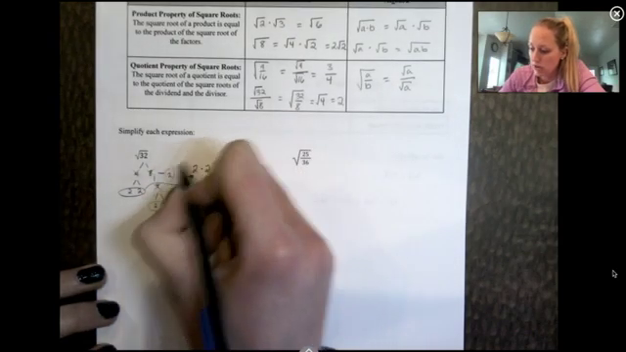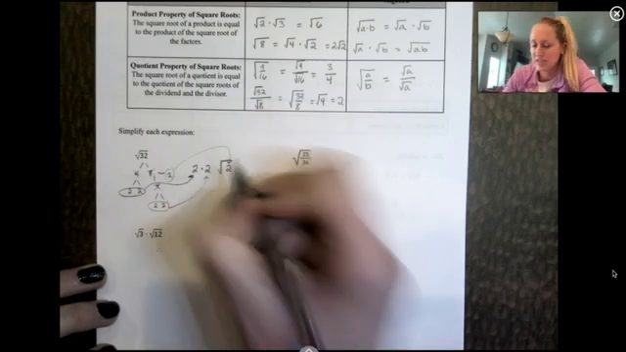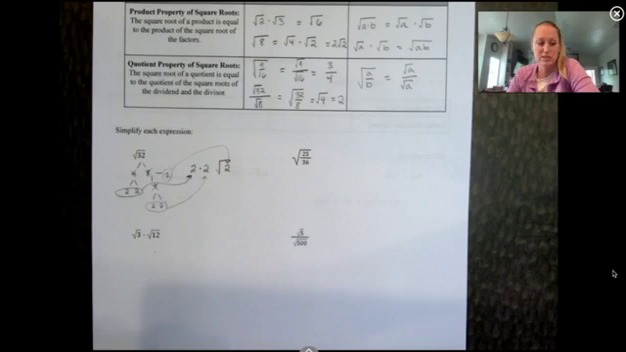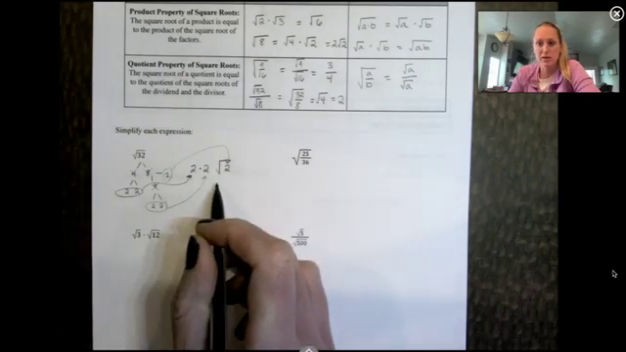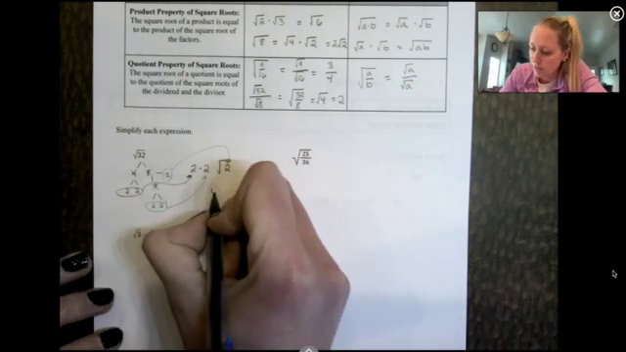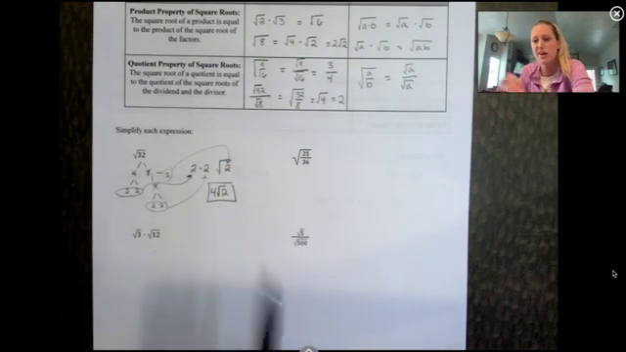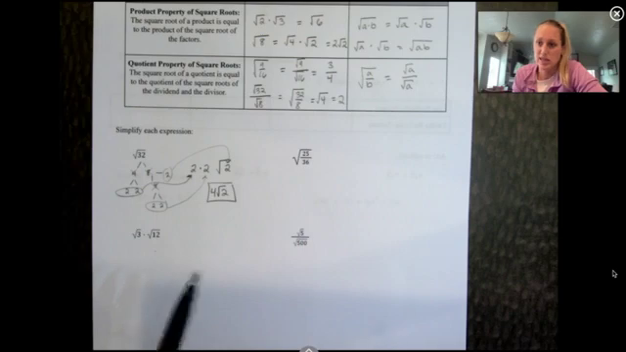So I have this one lonely 2 that stays underneath. So if it's not a pair, it stays underneath the radical. Again, if I have more than one number that's not paired, I'm going to multiply them together there. So total, this is going to become 4 times the square root of 2. So this is considered simplified because I've pulled out any numbers that I can.